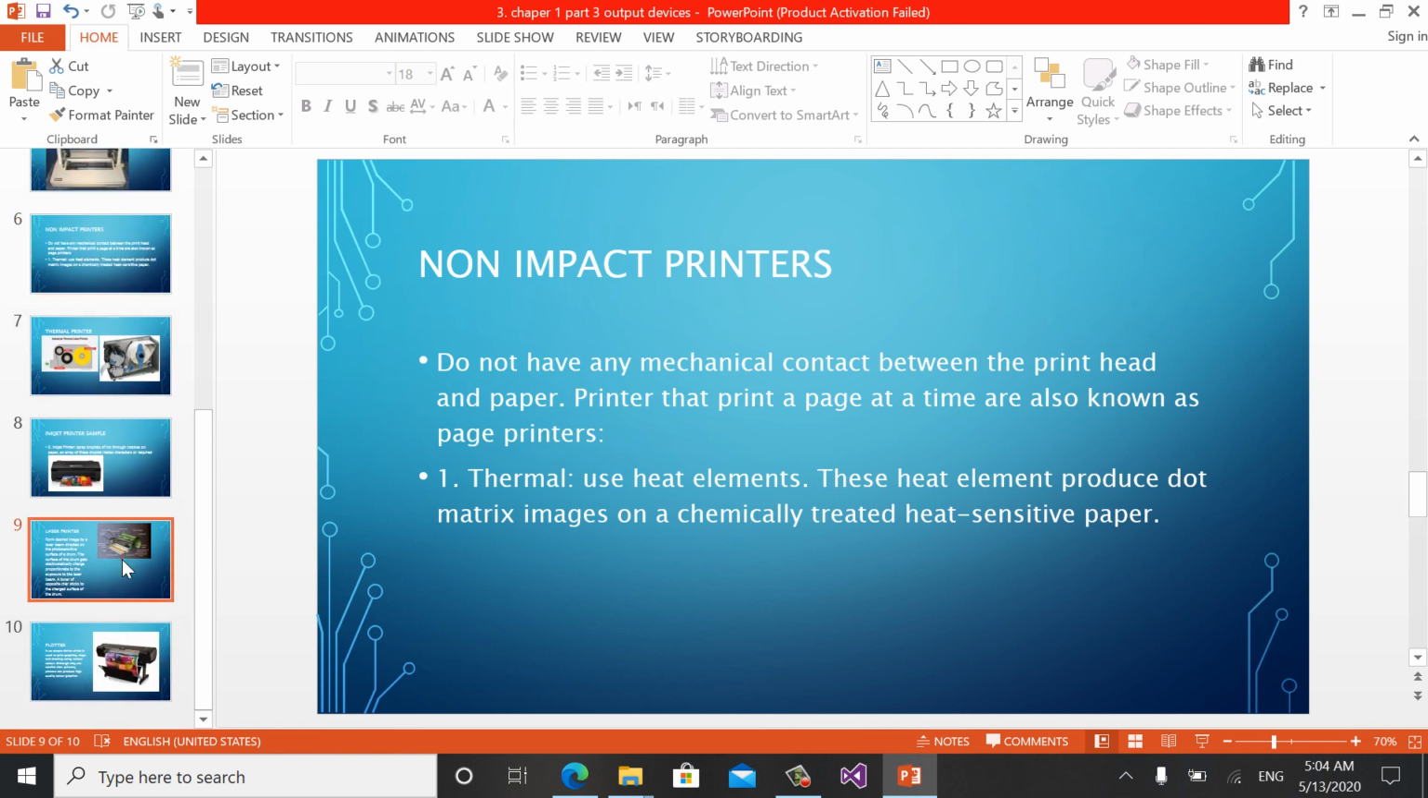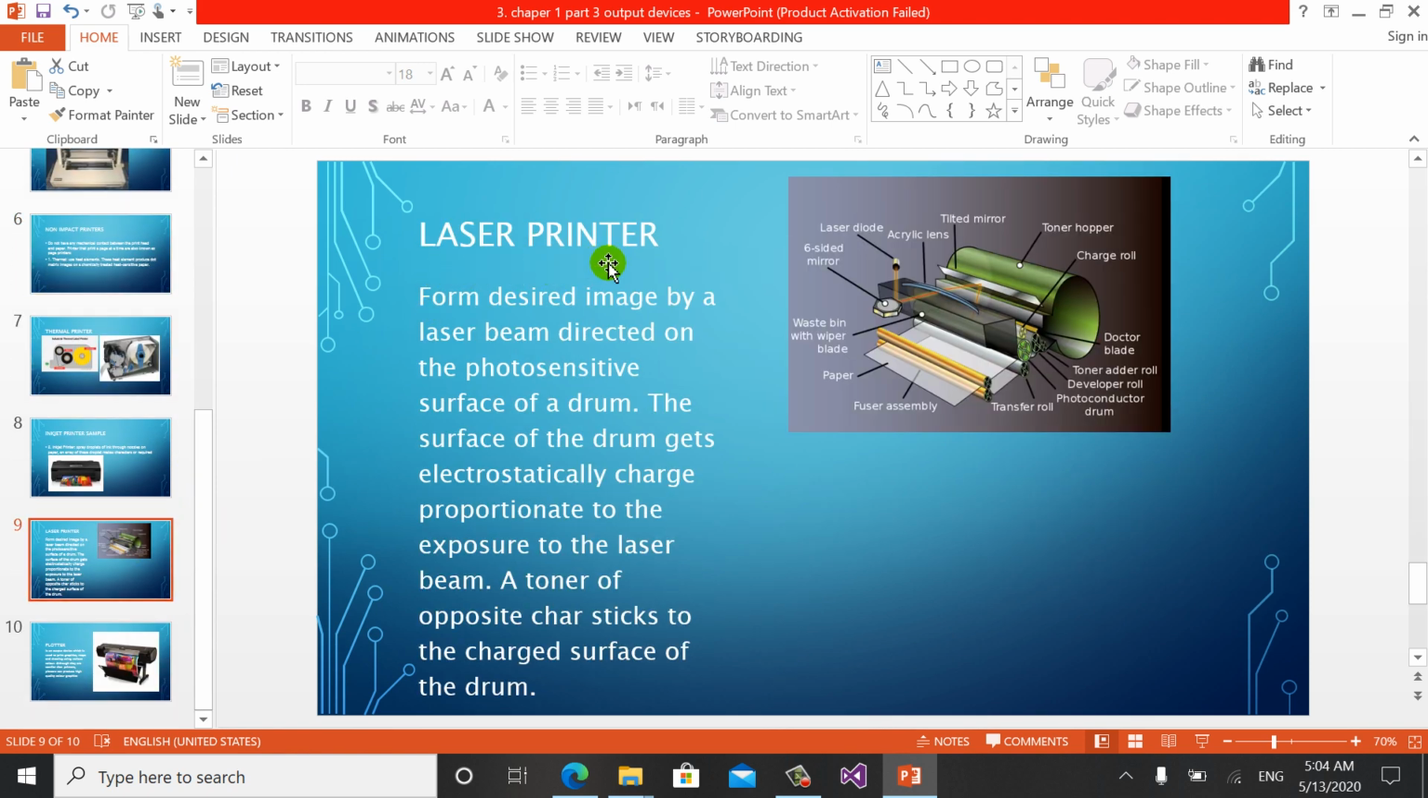Another printer that we have is the laser printer, which we mostly use in Cardone and in most Photoshop stores. A laser printer forms the desired image by a laser beam directly on the photosensitive surface of a drum. The surface of the drum gets electrostatically charged proportionally to the exposure to the laser beam. A toner of opposite charge sticks to the charged surface of the drum.